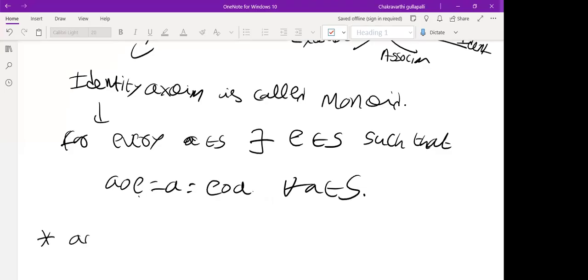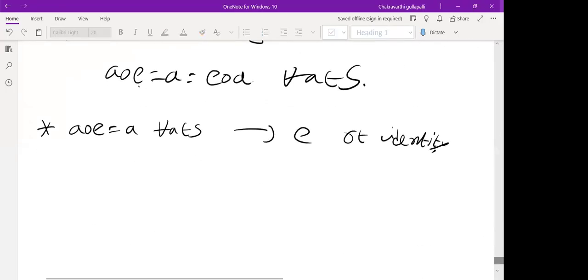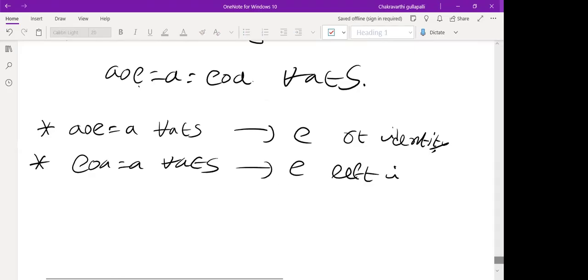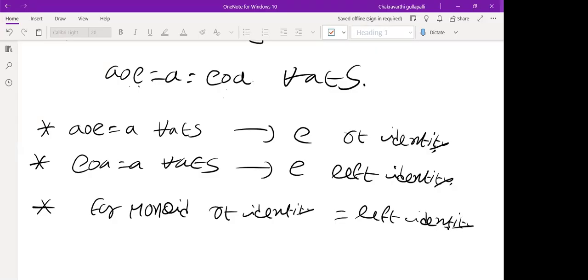Sometimes, if A circle E is equal to A is satisfied, then E is called a right identity. And if E circle A is equal to A is satisfied for all A, then E is called a left identity. So if the right identity is equal to the left identity, then only we say it is a monoid. So for a monoid, E's right identity must be equal to the left identity.